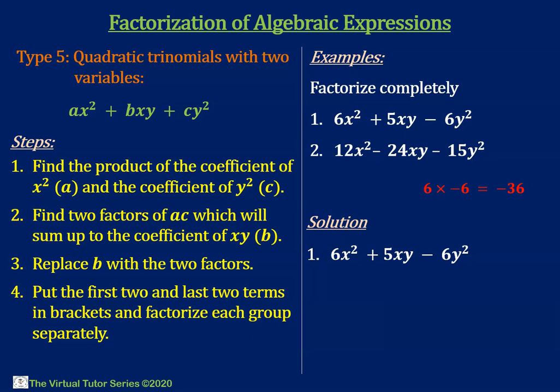Step 2. We find two factors of negative 36 which will sum up to the coefficient of xy. The coefficient of xy is 5, and two factors of negative 36 which sum up to 5 are negative 4 and 9. Step 3. We then put negative 4 and 9 in place of 5. So our expression becomes 6x squared minus 4xy plus 9xy minus 6y squared.